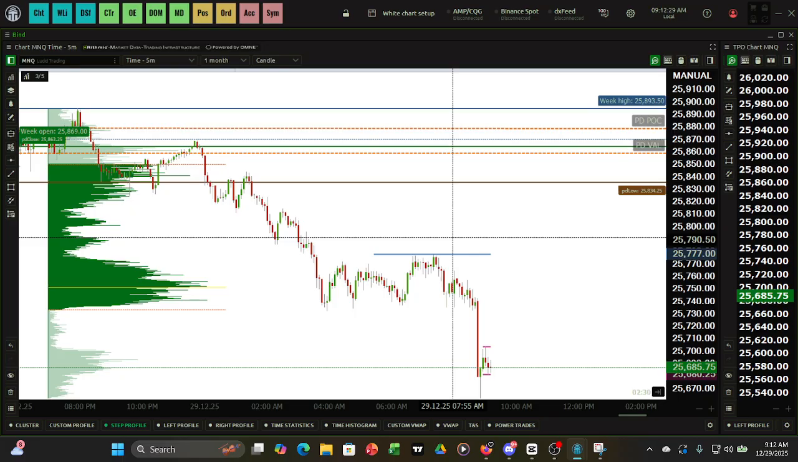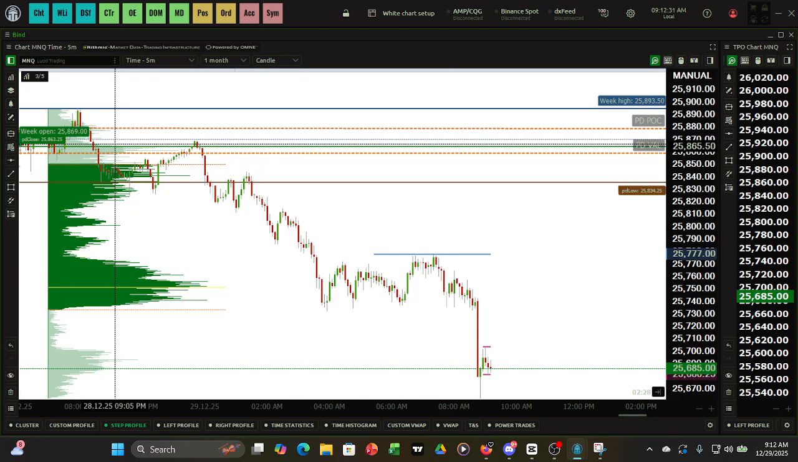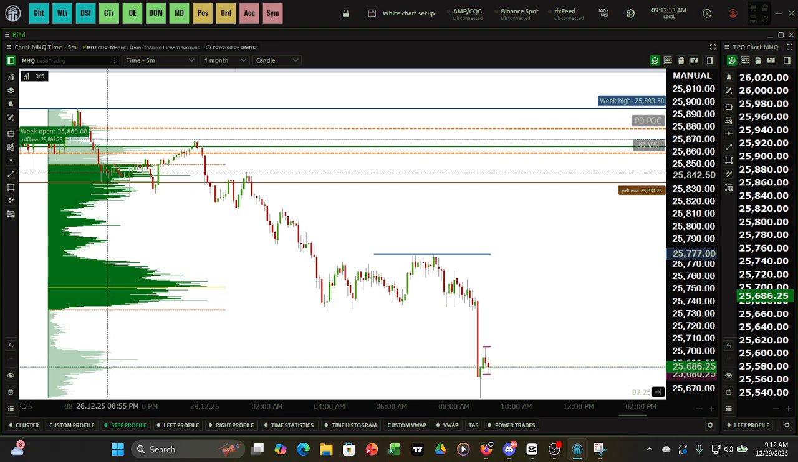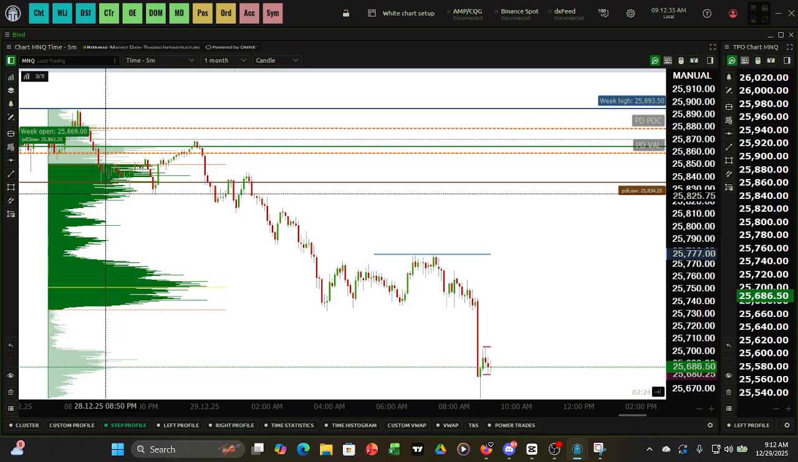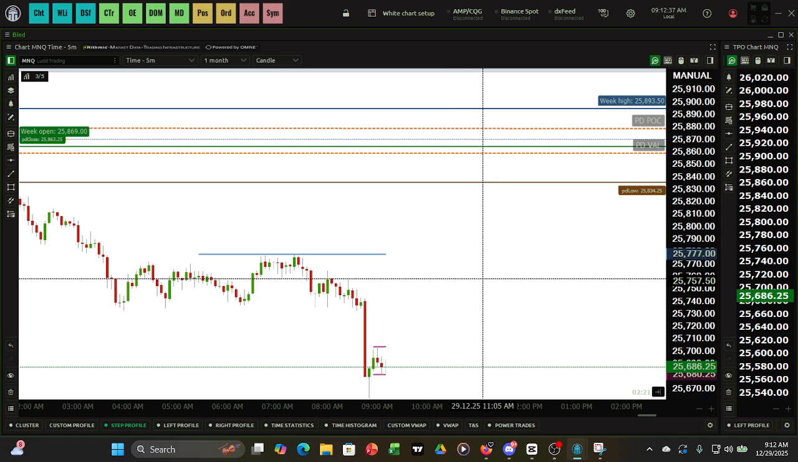Where's our previous day close? So our previous day close is all the way up here. So we're really putting in a massive gap, like 200 points.